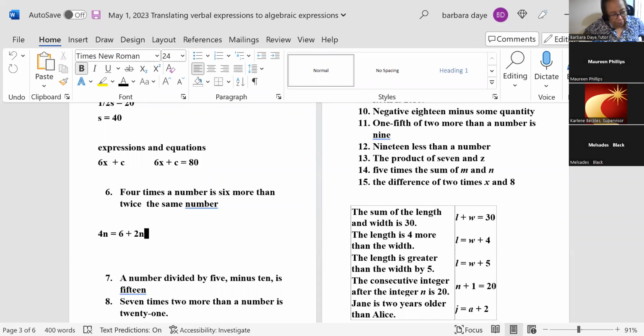Let's have the professor look at it. Maureen, is that correct or not? You say it's correct? You say it's 4 times a number is equal to 6 more than twice the same number. Oh, I see. I don't know. I'm not sure, probably need something else, but I'm not sure what it means. Oh no, Maureen.